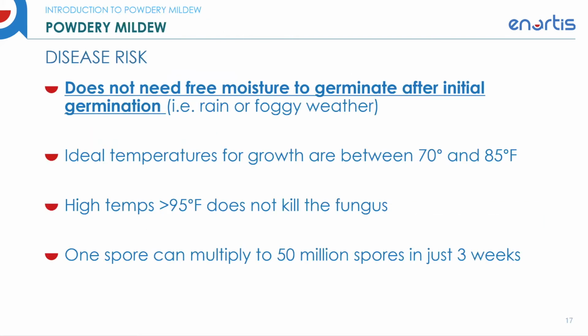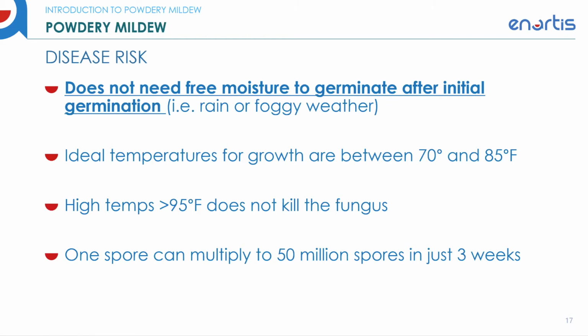Powdery mildew is a fungus that grows in the vineyard. It does not need free moisture to germinate after initial germination, so it can actually proliferate without moisture during summer. Ideal temperatures for growth are between 70 and 85 degrees. So basically the most comfortable temperature for people is probably going to be really comfortable for powdery mildew as well. If you're enjoying the weather outside and it doesn't feel too hot or too cold, then probably powdery mildew is having a really nice time too.